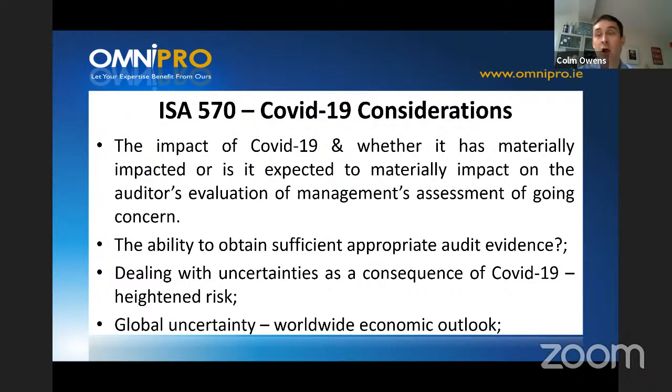We're ending with going concern. We started with going concern. It's dealing with uncertainties as a consequence of COVID-19. There is a heightened risk. Are they local issues, or are we having here a global uncertainty and global economic outlook, and how is that going to impact on going concern?